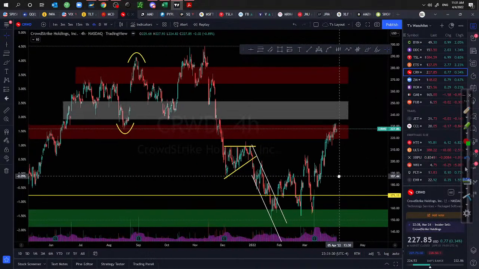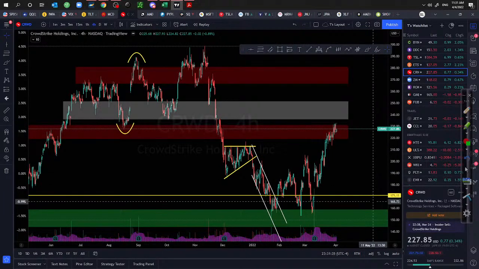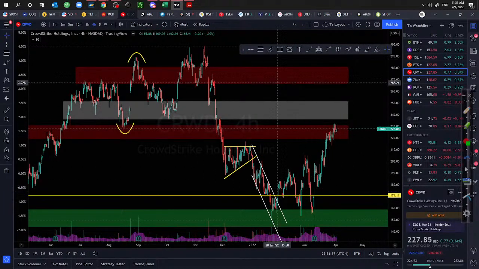CrowdStrike's the other one, but I don't really want to get bullish on this until I get above 232 here. That's another opportunity that I'm looking at.